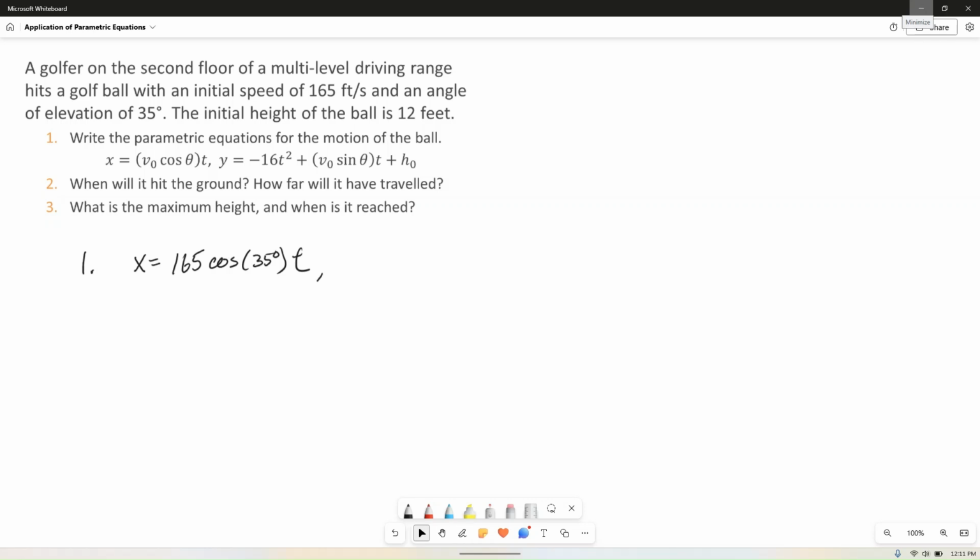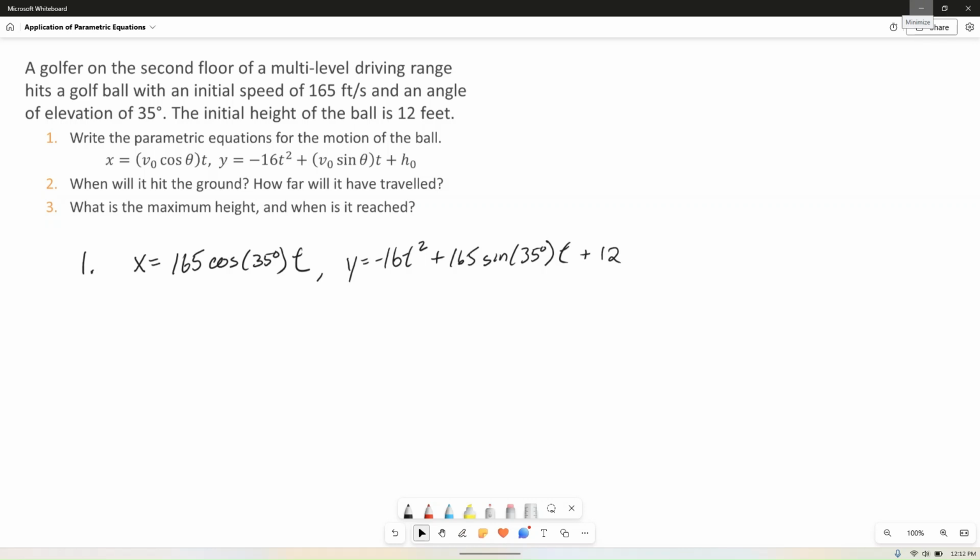To write the y equation, we know y is equal to negative 16t squared plus the initial speed times the sine of theta times t. So it's negative 16t squared plus 165 sine of 35 degrees times t, and then plus the initial height, which in this case is 12 feet, so plus 12. So that's my parametric equation given an initial speed of 165 feet per second, an initial angle of 35 degrees, and an initial height of 12 feet.